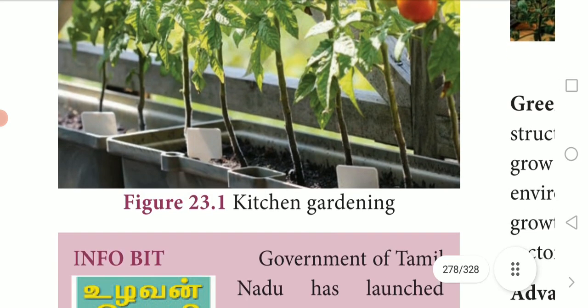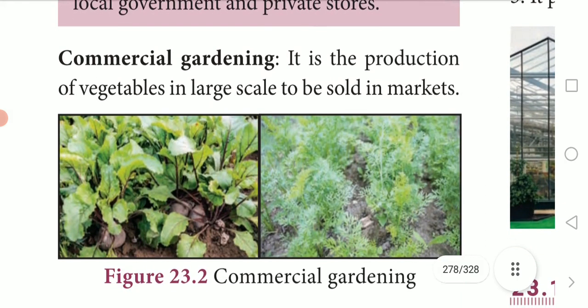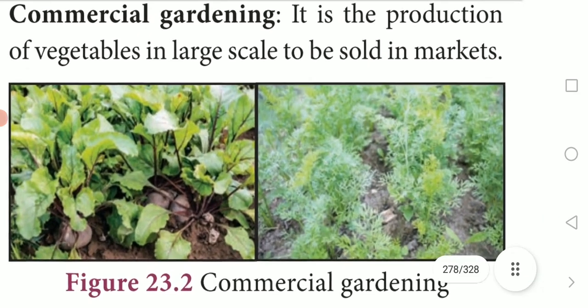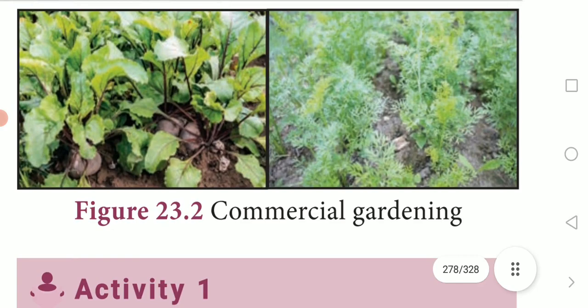Then we'll see the next one, which is commercial gardening. Here it is the production of vegetables on a large scale to be sold in the markets. So this type of vegetable gardening, they produce on a large scale so that the vegetables can be sold in the market.